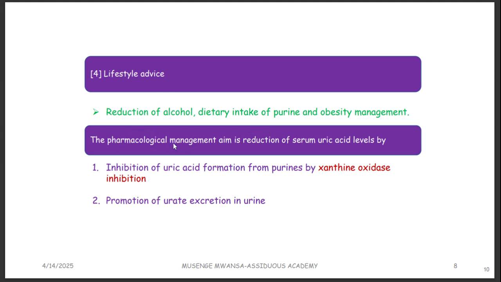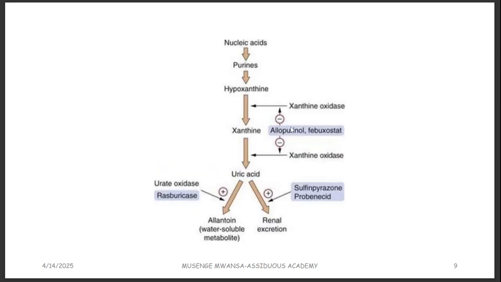The pharmacological management, when we are giving drugs, the aim is reduction of serum uric acid levels. Number one is by inhibition of uric acid formation by inhibiting this xanthine oxidase, and also promoting the excretion of urate in urine. Again, these are the steps in the metabolism of nucleic acids. The purines will first form hypoxanthine. Hypoxanthine will form xanthine using the enzyme xanthine oxidase. Xanthine will form uric acid using xanthine oxidase again.